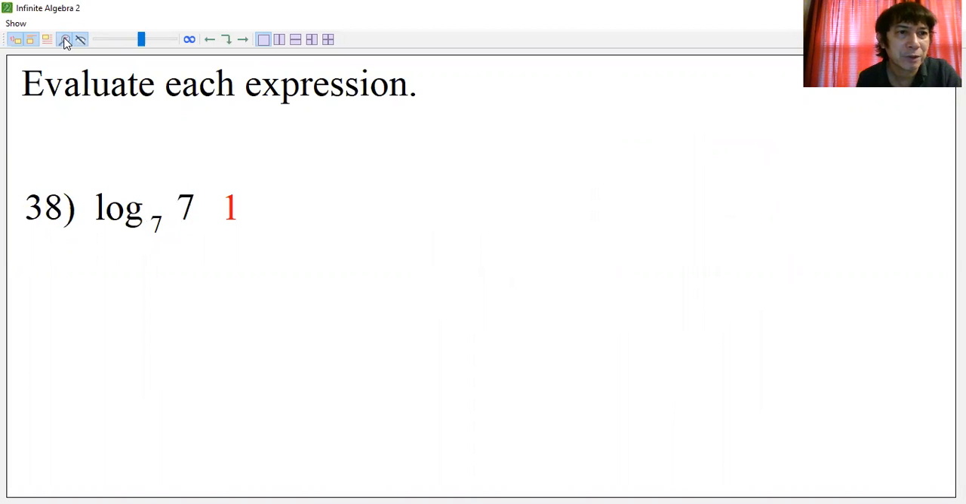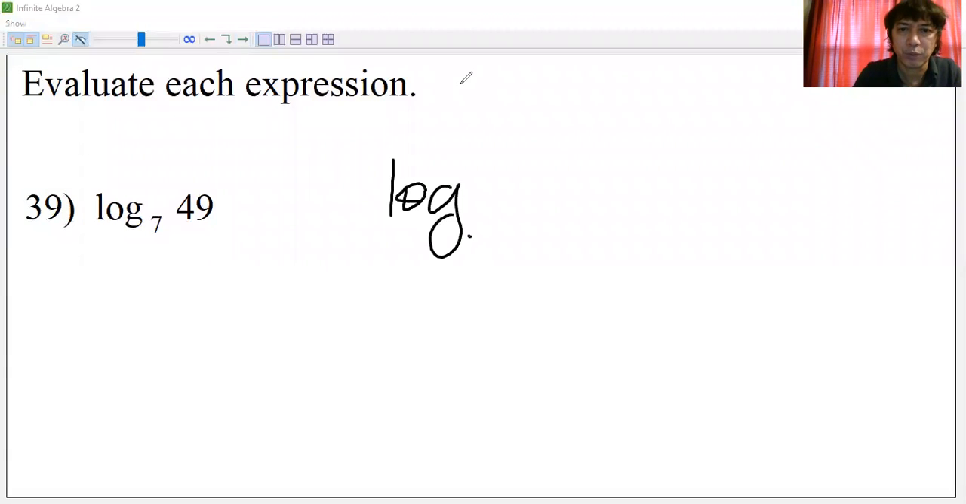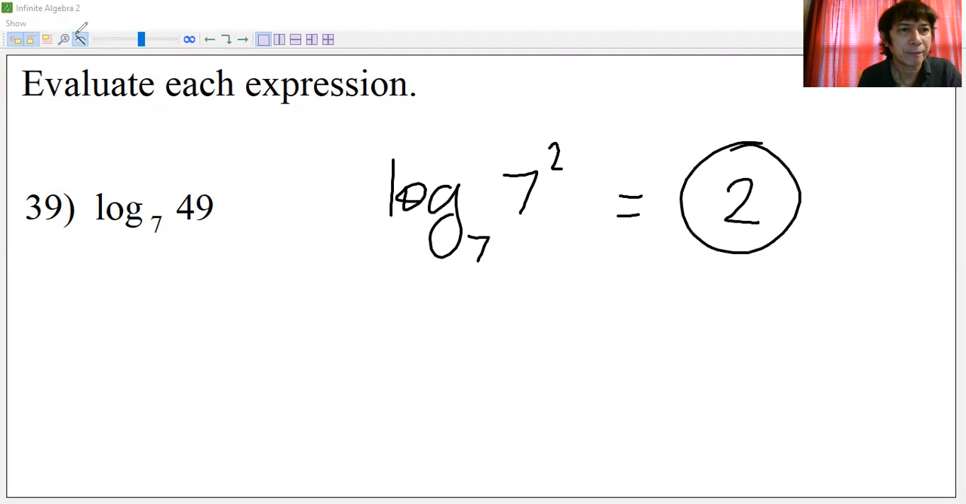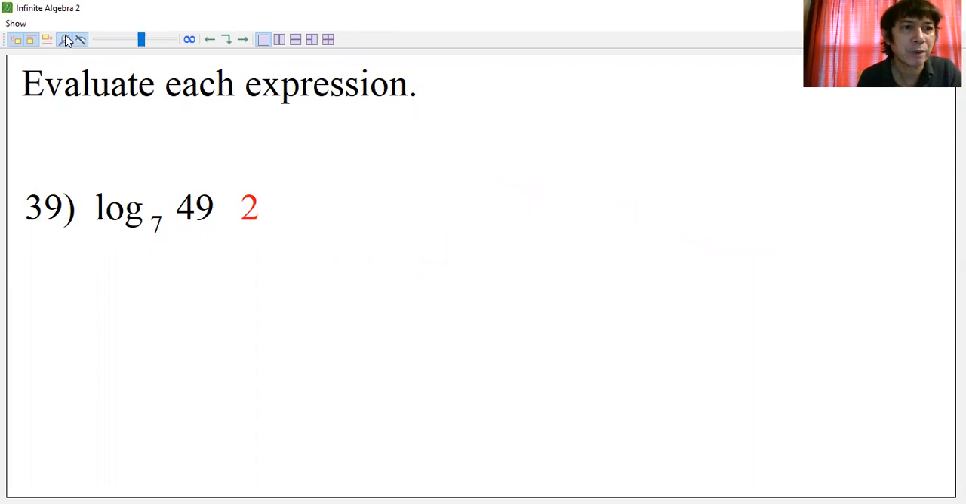Here comes 39. This is also simple. This is logarithm base 7. 49 is expressible as a power of 7. 7 squared, and the answer is number 2. And for the last number, let's have number 40.